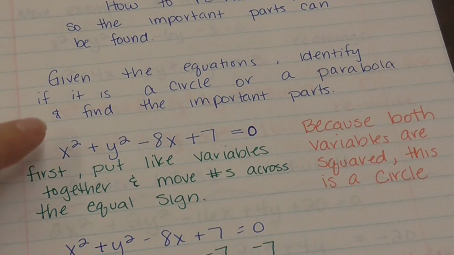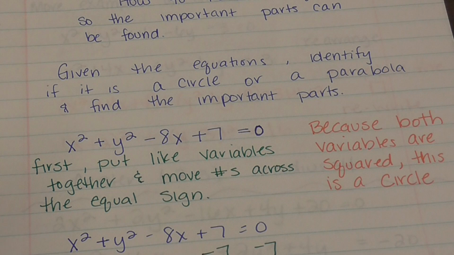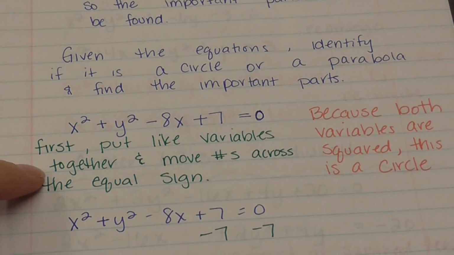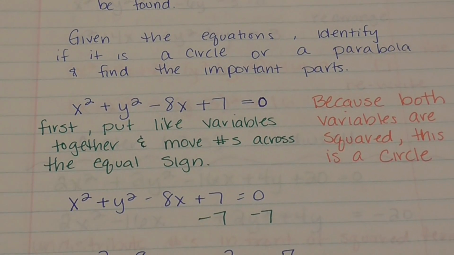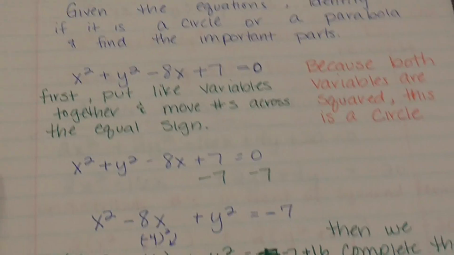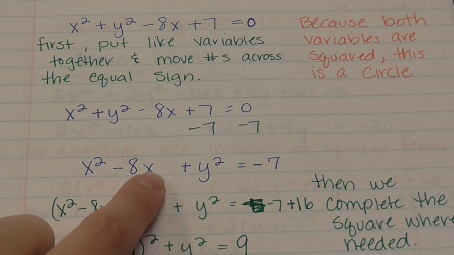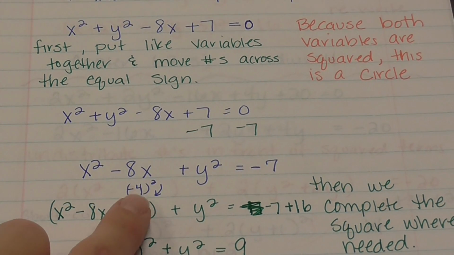So for this one, the first thing I do is recognize that it's a circle because both the variables are squared. I'm going to put the like variables together and move the numbers across the equal sign. So I'm going to put my x's with my x's. If I can put y's together, I will, and I'm going to move the 7 to the other side. So when I rewrite it, I get x squared minus 8x, and then plus y squared, and then equals negative 7.